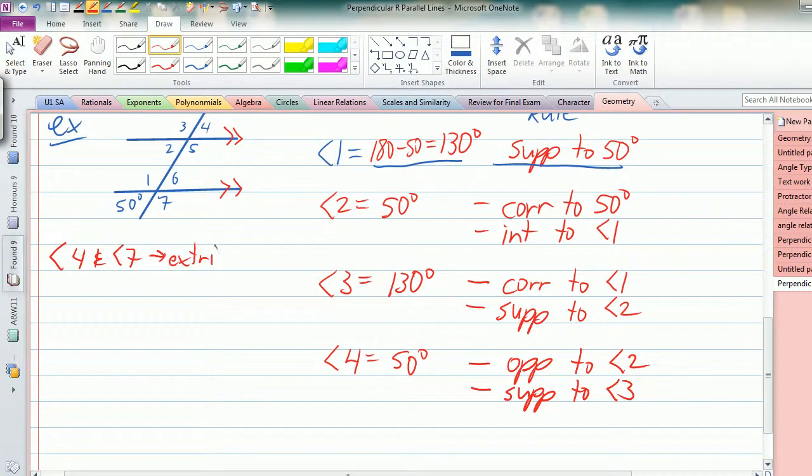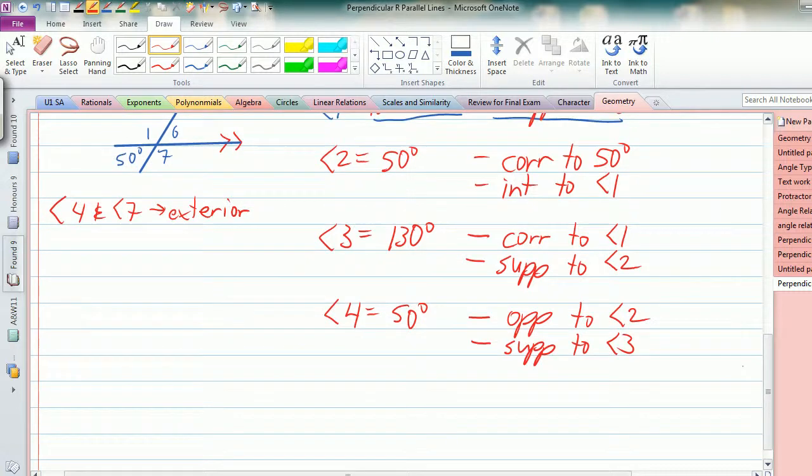Okay, so angle 4 and angle 7, they are exterior. The textbook looks at it a little bit, but we don't focus on it too much. Angle 4 and angle 7 are exterior on the same side of the transversal. What else do we know about angle 4? That's it. Angle 5.